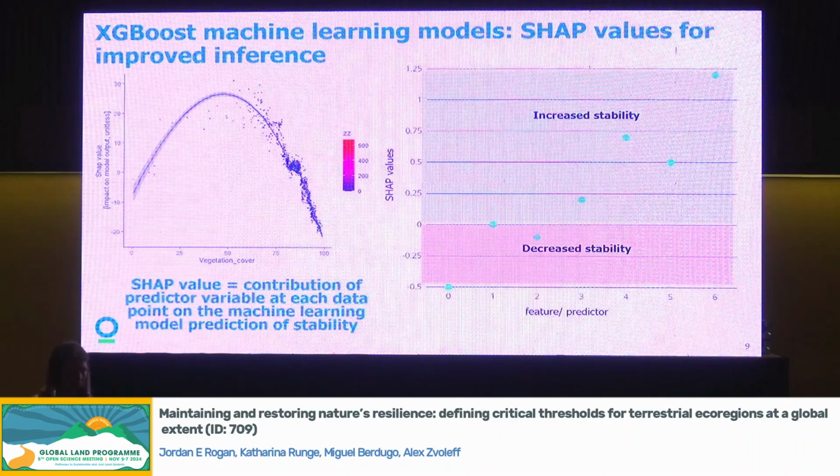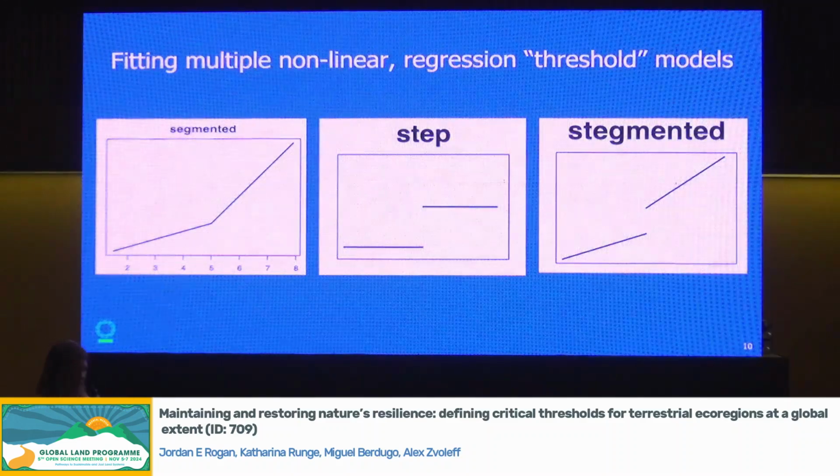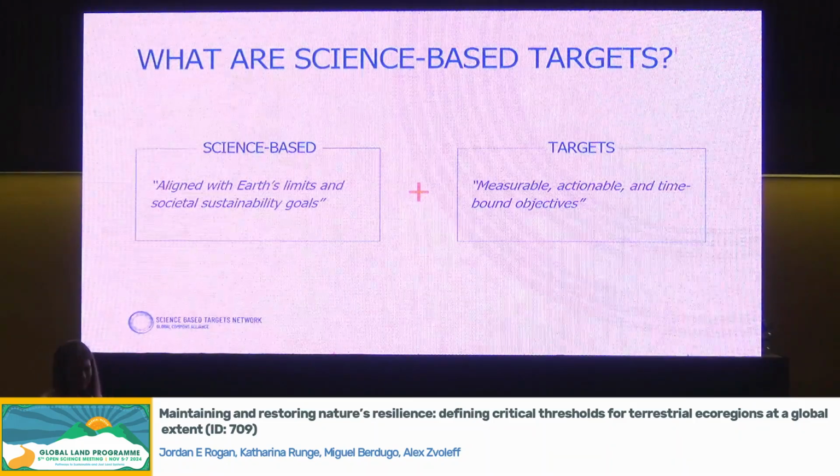But then the next step is to actually do a series of regression models to see if there's actually a threshold relationship between those predictor variables we're interested in and that stability metric. So I'm just going to say there are several different ones, and we use the BIC to inform which is the best model. So either the slope or the intercept might change in these models, and it informs which one's the best with BIC.